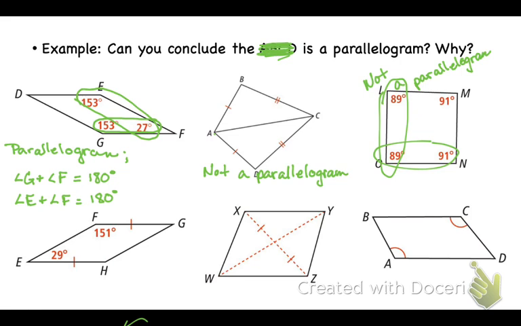Yes. Why? Because the angles equal 180. Okay, so yes, because angle E plus angle F equals 180. And EH is congruent. We don't know they're parallel. FG. Obviously, if they're parallel, they'd be parallel, right? Okay, what about X, Y, Z, W?